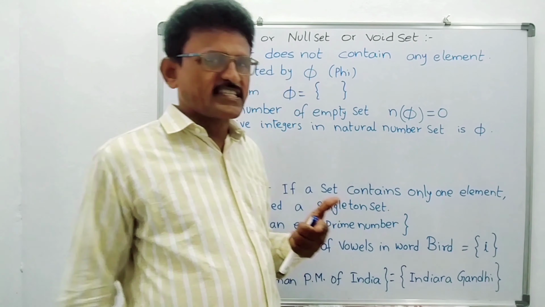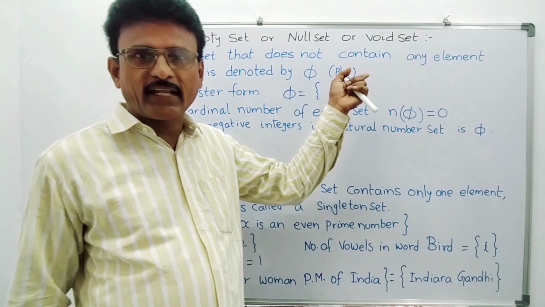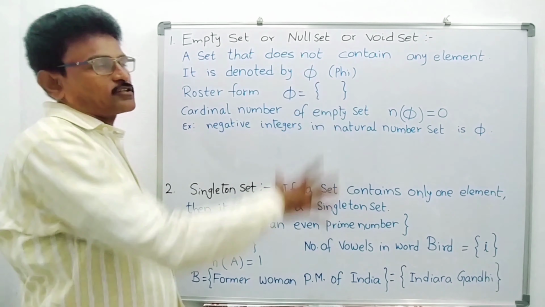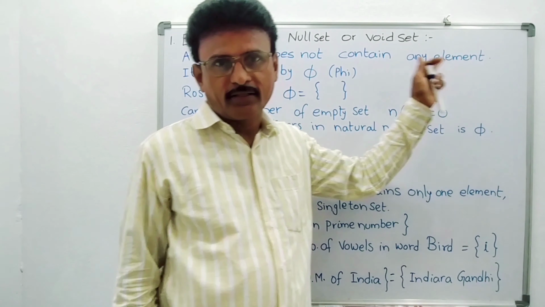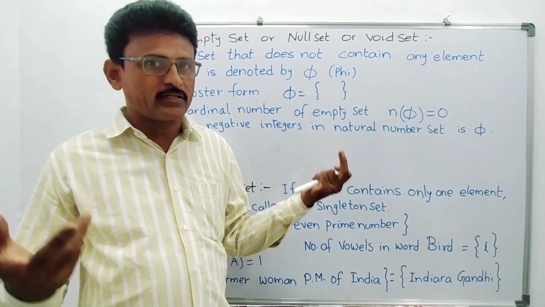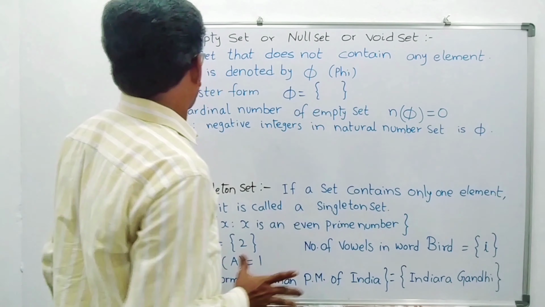Students, come to the first set. It is the empty set. Empty set is also said to be null set or void set. What is an empty set? A set that does not contain any element. A set that does not contain any element means a set with no elements. So if there are no elements in the set, it is said to be a null set or empty set.